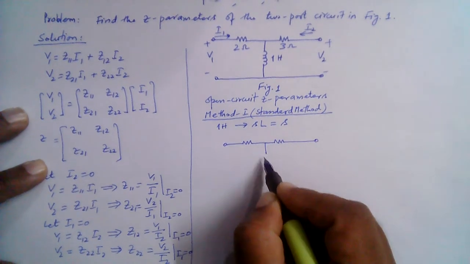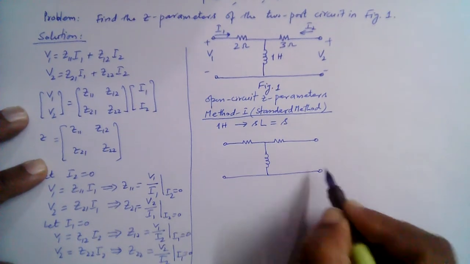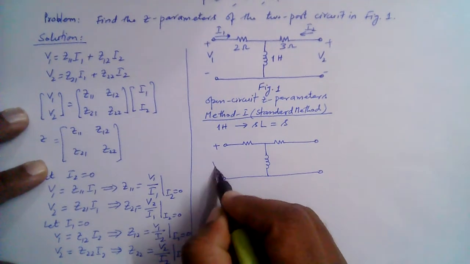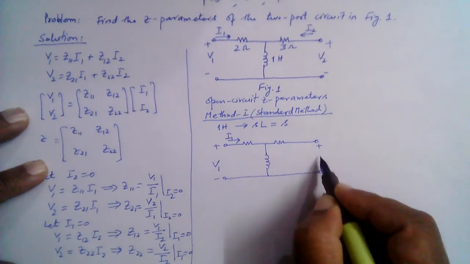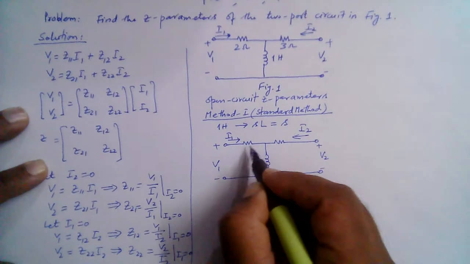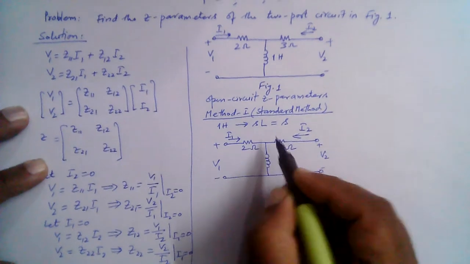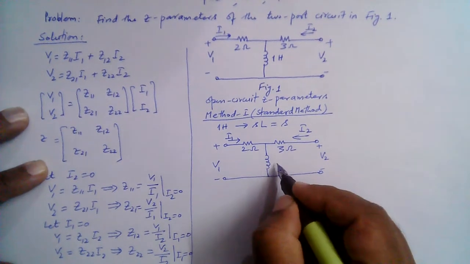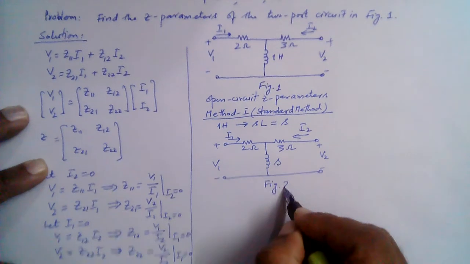So this becomes, this is V1 and this is current I1 flowing in, this is V2, this is current I2 flowing in here, this was given as 2 ohm, this is given as 3 ohm, and this is transformed to the frequency domain as S. Let's call this fig 2.